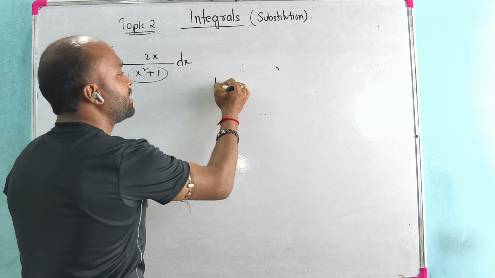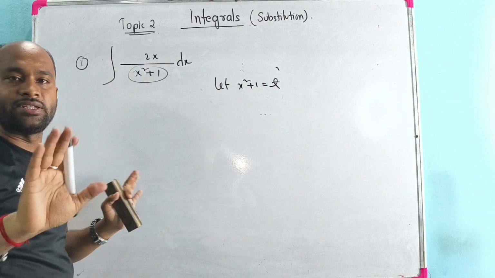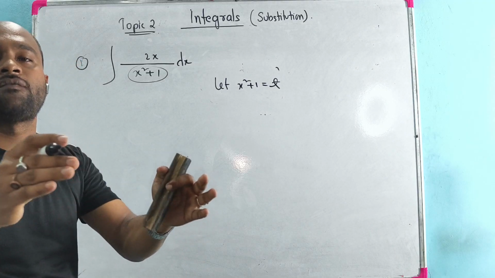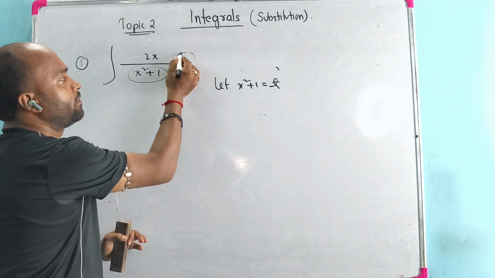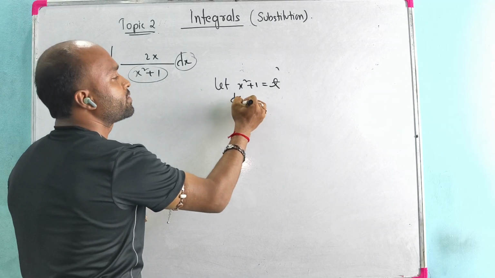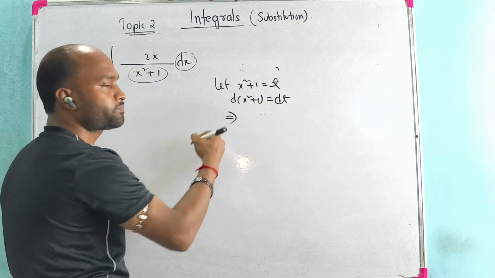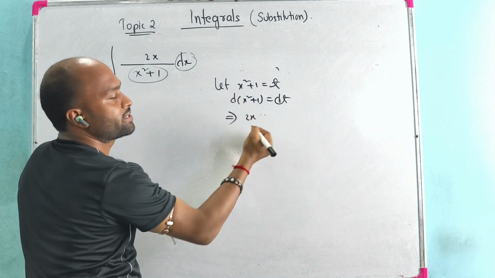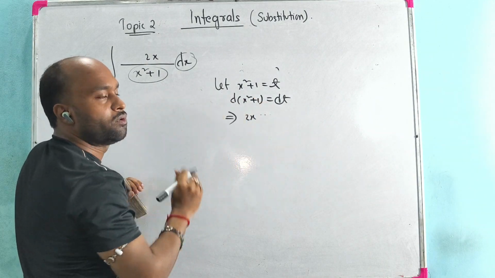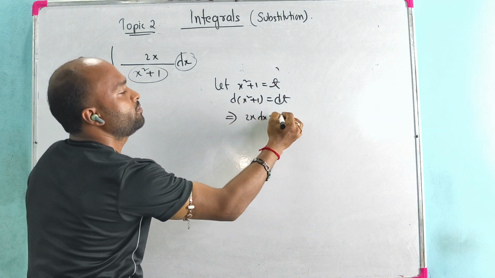So let us consider that x square plus 1 is equal to t. I have considered that this whole thing I will convert in terms of t. So this one I have converted. Now I have to find out the value of dx. So what do I do? d of x square plus 1 is equal to dt. Is this clear to you? Now you tell me, d/dx of x square is how much? 2x, and d/dx of 1 is how much? 0. So nothing you can take, and at the end you write 2x dx equal to dt.